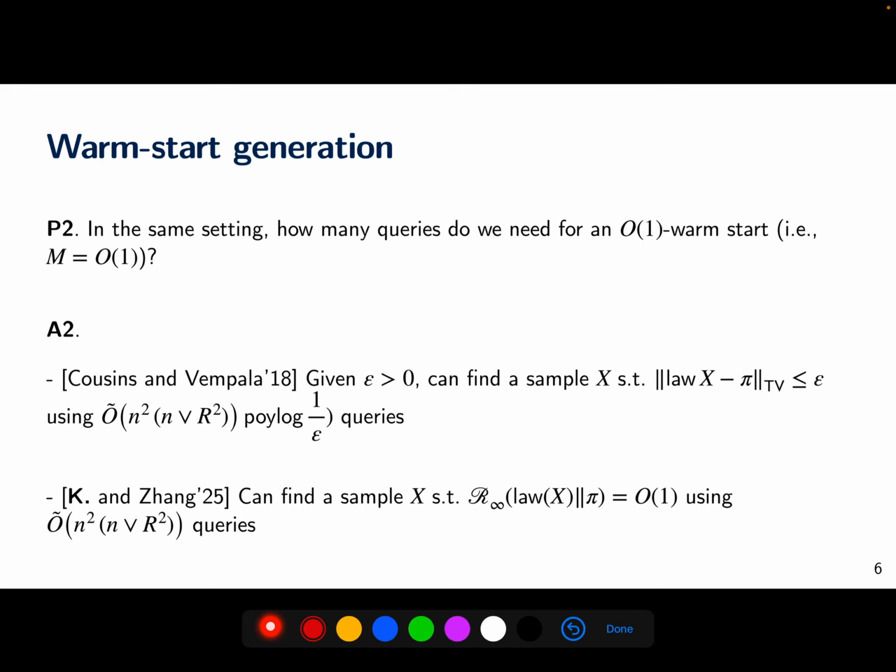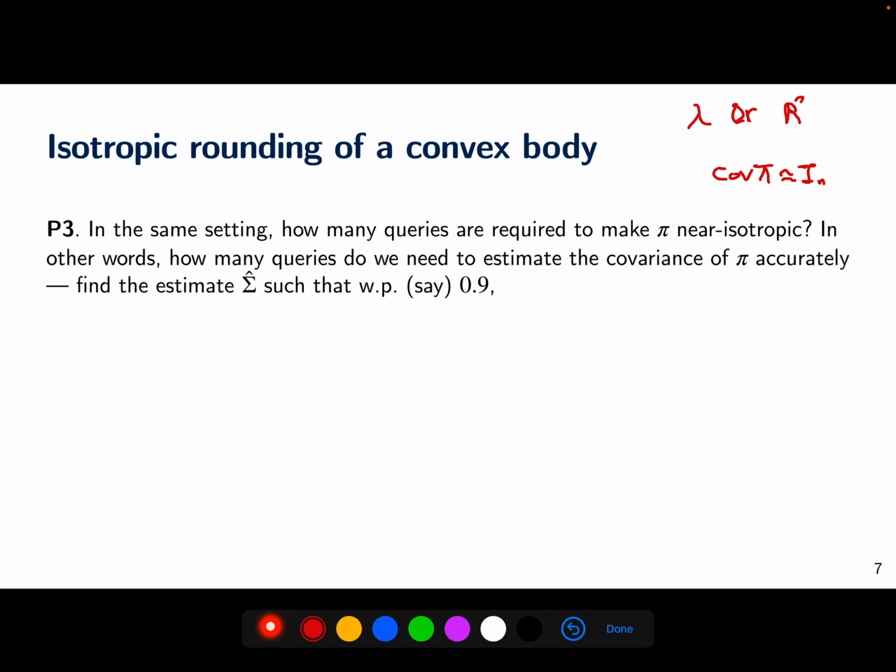So we're good. And the next question is how to make this phi near isotropic. Near isotropic means the covariance of phi is roughly close to the identity matrix. The reason why we care about this question is that the query complexity of uniform sampling has dependence on lambda or r squared as well.